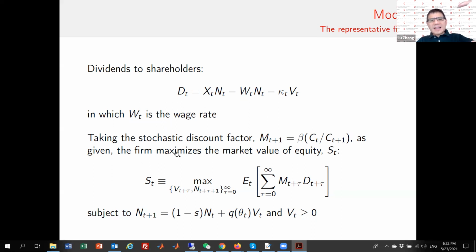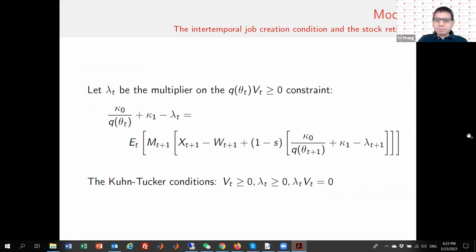The firm takes the household stochastic discount factor as given and solves the value maximization problem, in which the market value of equity equals the present value of the future stream of dividends. And the firm, of course, faces the employment accumulation equation as well as the vacancy non-negativity constraint.